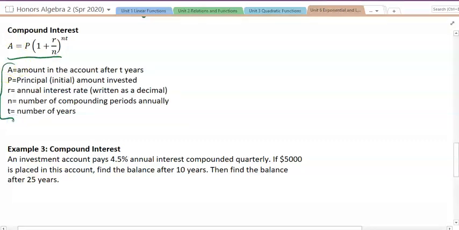A is the amount that you'll have after T years. P is your principal, which is the initial amount that you invest. R is the annual interest rate, and of course we'll convert that rate to a decimal to be able to work in the problem, not as a percent. N is the number of compounding periods annually.